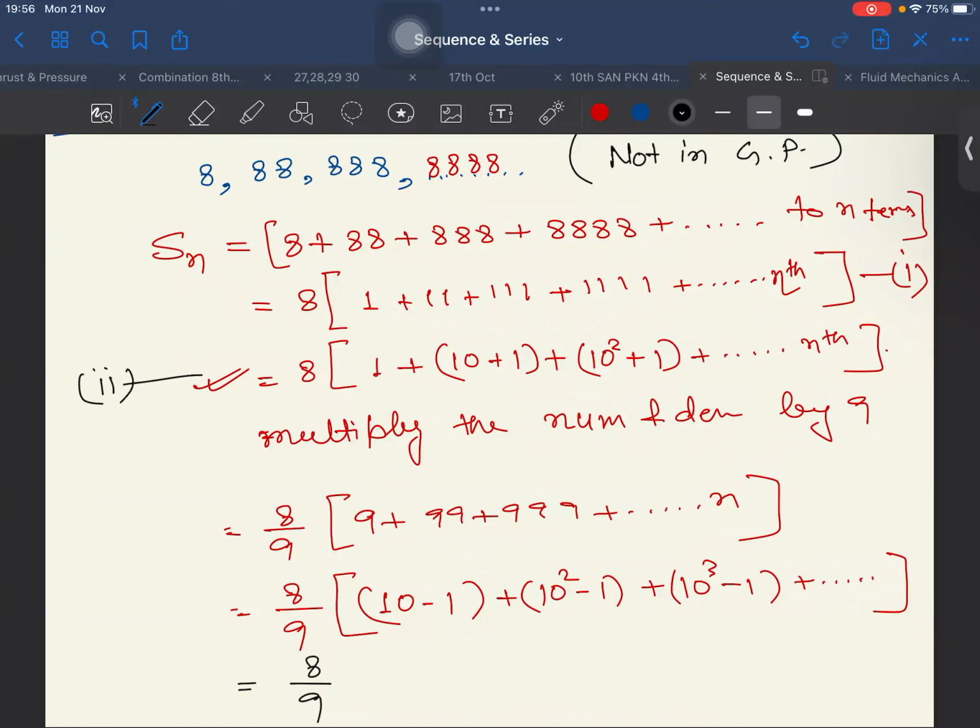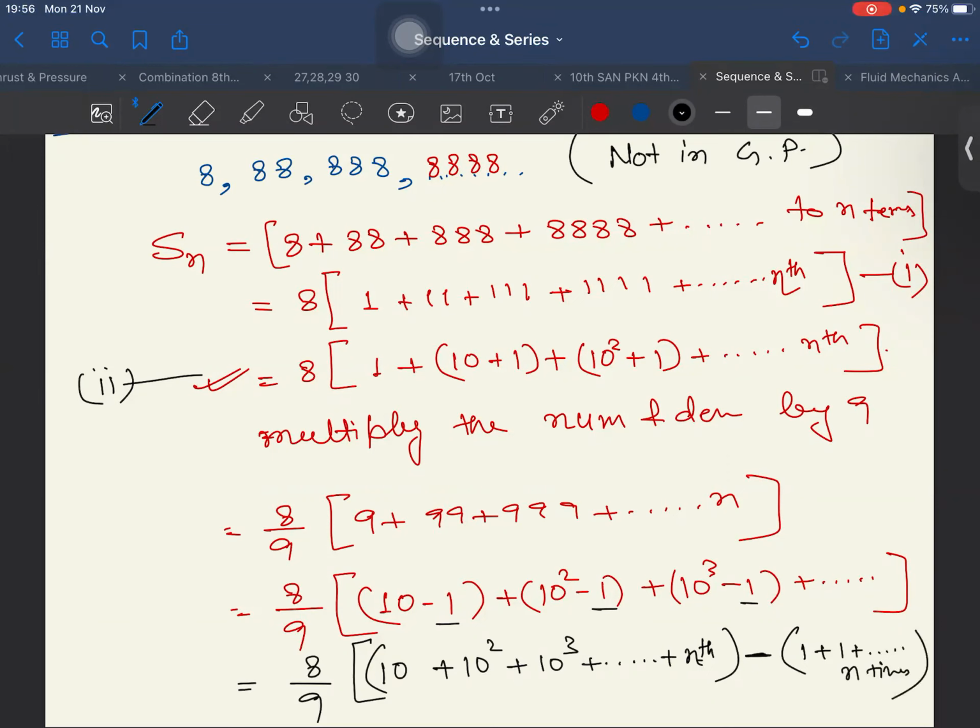Now can we write all 10 together? So what we can write, 10 plus 10 square plus 10 cube plus up to n times. Total n terms are there, nth times. So this is 10, but again we have ones also, this one, this one, this one. So minus, we'll take minus common in all one, and we can write 1 plus 1 plus up to how many times? N times. Fine. Yes or no? Now see, this one is in GP. Yes. It has a common ratio. What's the common ratio here?